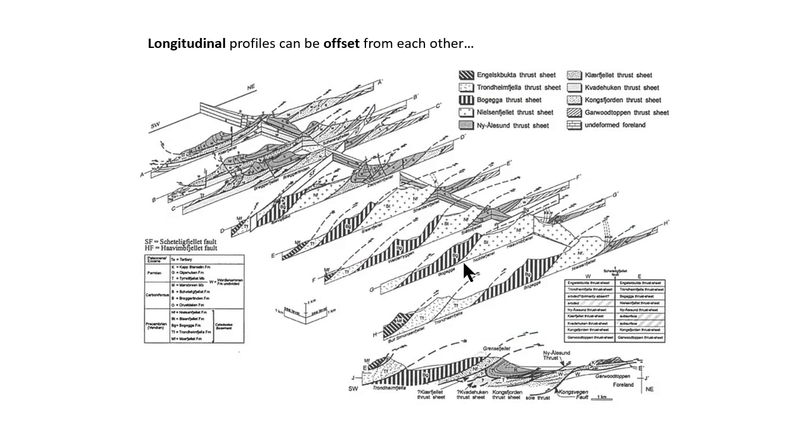Longitudinal profiles can also be offset from each other. So here's an example of a series of geological profiles again that are offset at certain distances from each other to give a general impression of the geology in the area. So these are called offset longitudinal profiles.